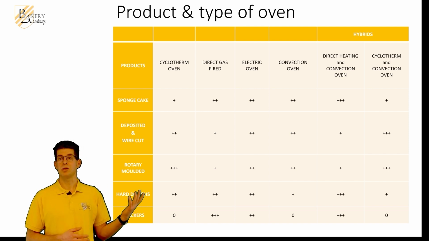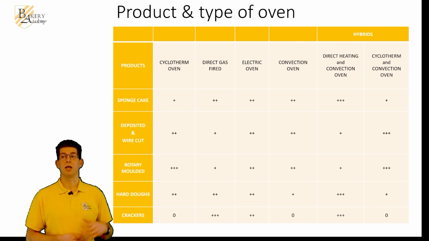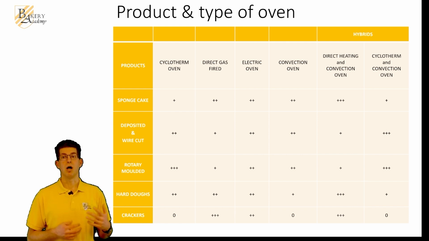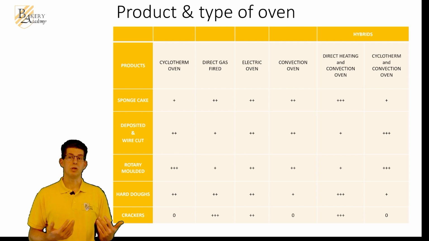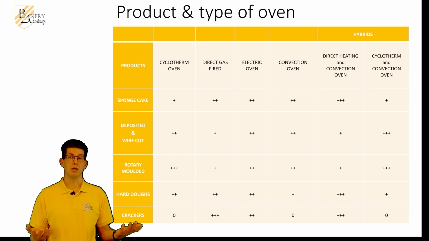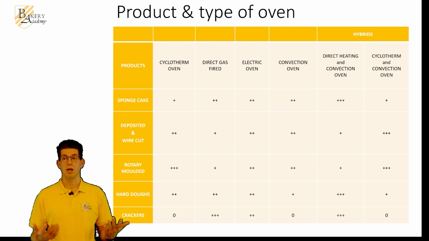So cyclotherm is not as good in sponge cakes as it would be in a combination of direct heating and convection oven. Either direct gas-fired, electric oven or convection ovens are reasonable solutions for this type of product, but a combination of two tends to be a lot better. Deposited wire cut products are quite good in a cyclotherm oven as well as in electric or convection oven, but using cyclotherm and convection tends to give you the best solution possible. In rotary molded products, cyclotherm tends to be the most efficient way in combination with cyclotherm and convection.